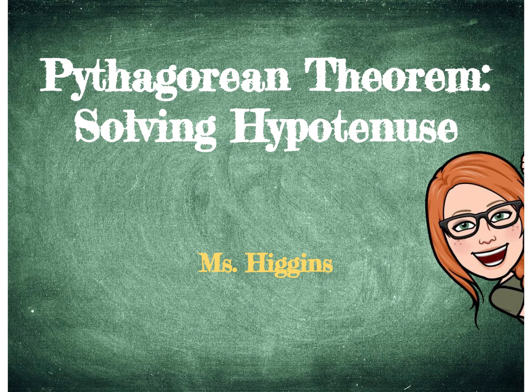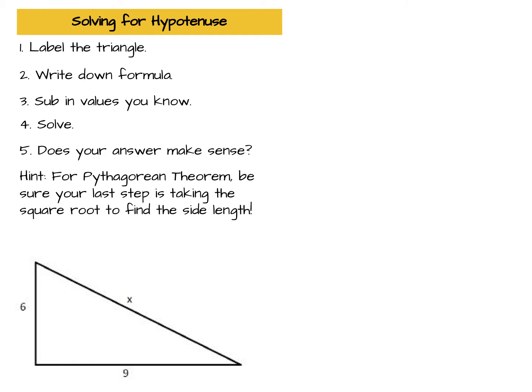Pythagorean theorem, solving hypotenuse. Anytime we solve a right angle triangle using Pythagorean theorem, in this case we're solving for hypotenuse, you want to start by labeling your triangle.